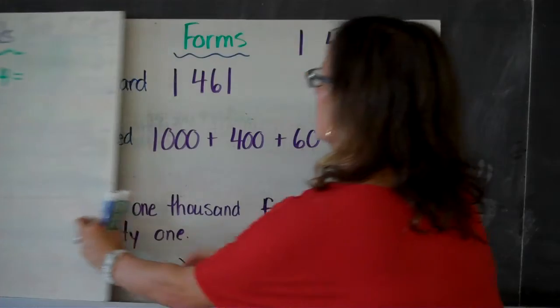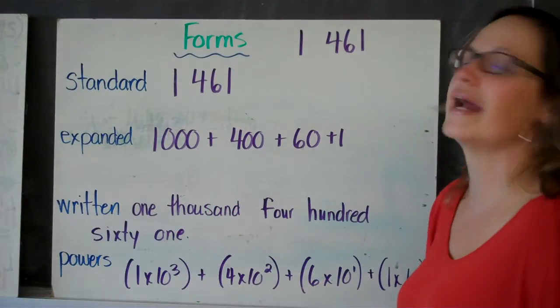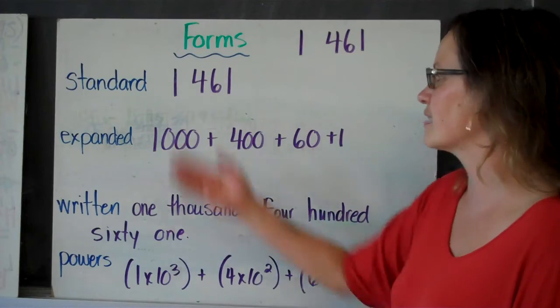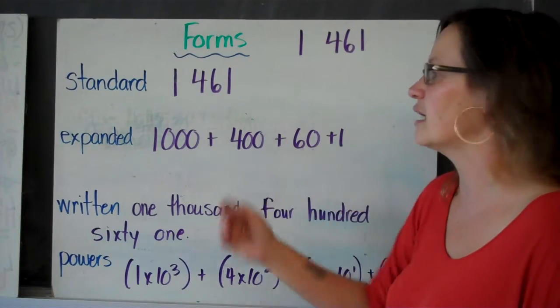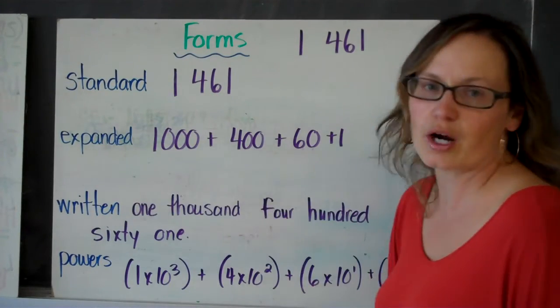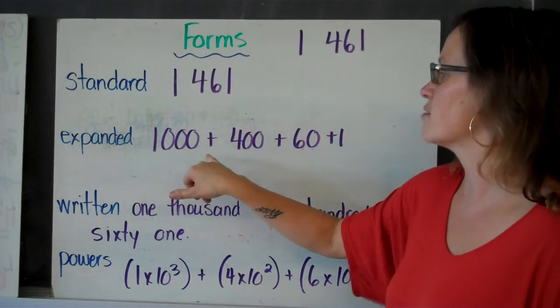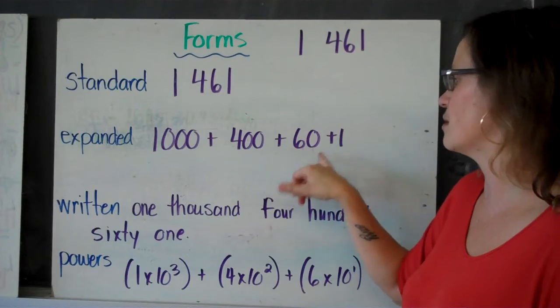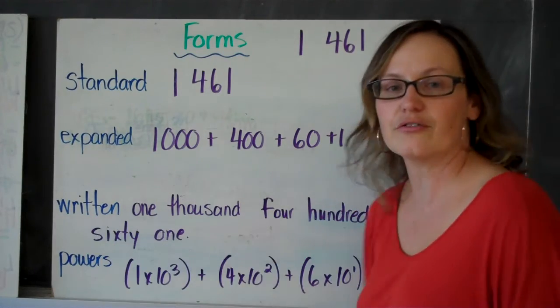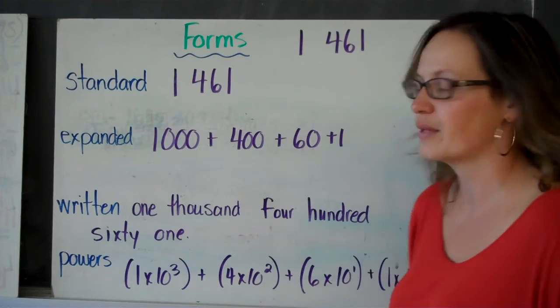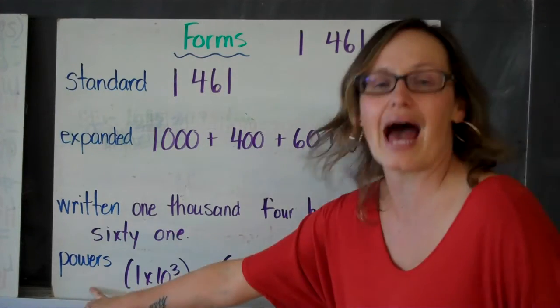And the last is the different forms that we can write a number in. So we have standard form, which is what we would see in a math textbook. It's the number written numerically as a number. Expanded form talks about the value of the number. So we would have 1,000 plus 400 plus 60 plus 1. We have it in written form using words, 1,461.